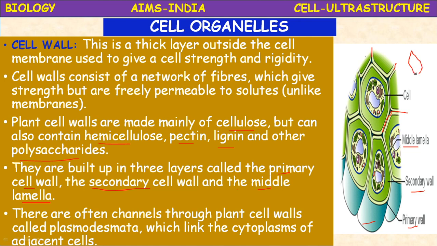Okay. So this is connected to another cell with the help of this plasmodesmata, like this. Here one cell is connected to another cell with the help of this plasmodesmata, which links the cytoplasm of adjacent cells. It also helps in linking the cytoplasm of adjacent cells, the cells beside.